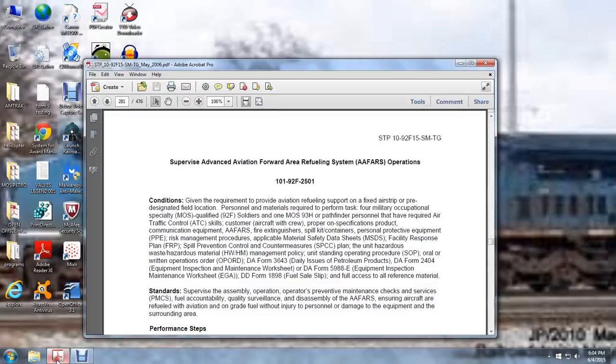All right. STP 10-92F-515-SMTG. Supervising Advanced Aviation Forward Area Refueling System (AAFARS) Operations.